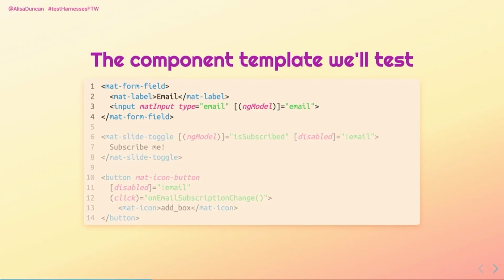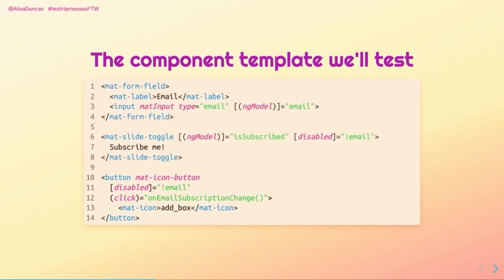The first, we have the input element, which is a mat input. Next, we have the mat slide toggle component. And this mat slide toggle is that fancy on-off switch, and we disable it whenever the email is not set. Next, we have the button, which is the submit button, and that's a mat icon button.